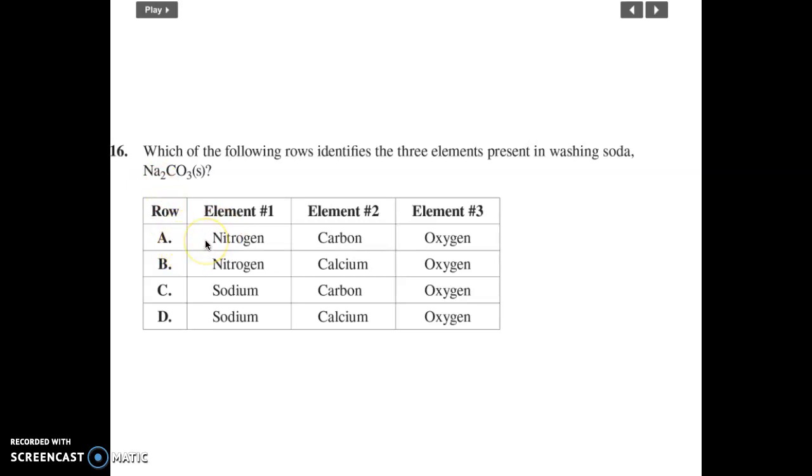Bicarbonate, maybe? I'd have to look it up. Okay, so what elements do we have? Na is for sodium, not nitrogen. Nitrogen's N. Okay, C is for carbon, not calcium. Okay, so carbon. And then O is for oxygen. So oxygen is on the list for sure. So the one that says sodium, carbon, and oxygen is C.